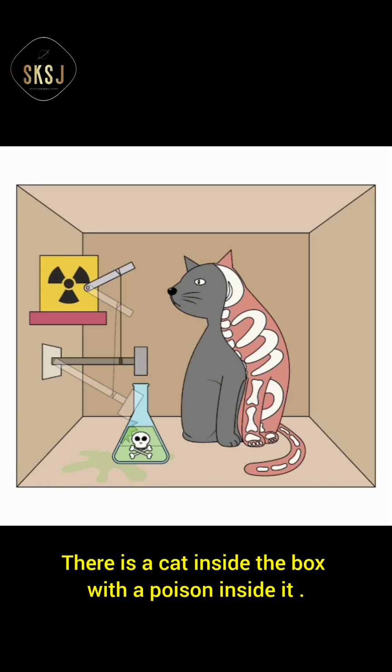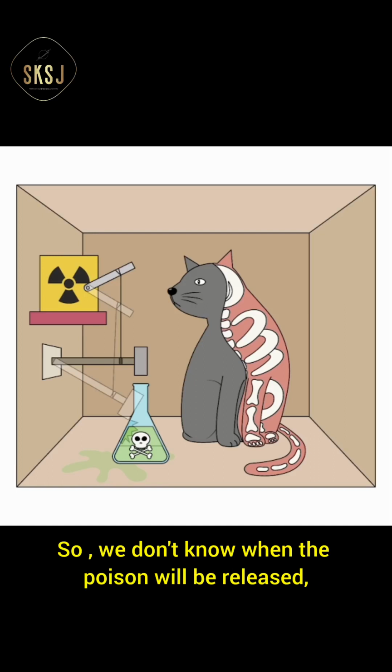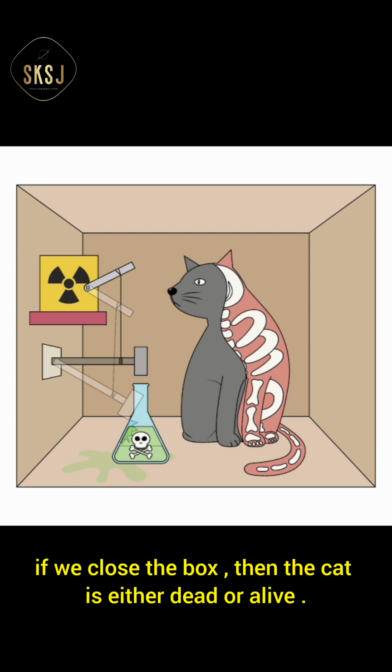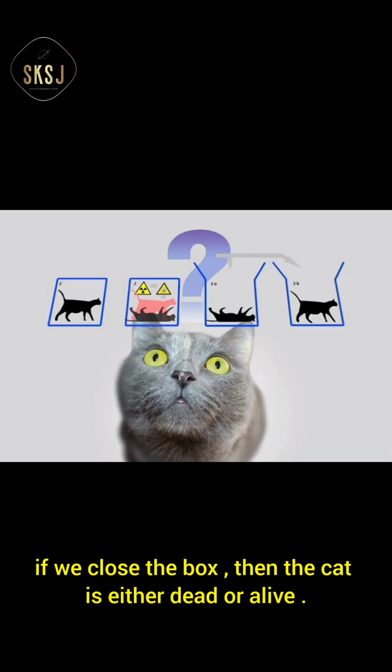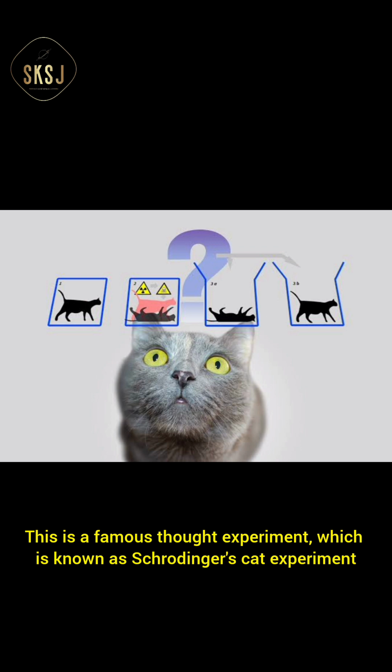There's a cat inside the box with a poison inside it. So, we don't know when the poison will be released. If we close the box, then the cat is either dead or alive. This is a famous thought experiment, which is known as Schrodinger's cat experiment.